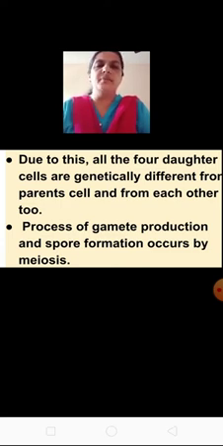But in meiosis, it is in two stages, meiosis 1 and meiosis 2. Under meiosis 1 we saw there are prophase 1, metaphase 1, anaphase 1 and telophase 1. After telophase 1, you get two daughter cells which are haploid. That means only half the number of chromosomes are present at the end of telophase 1. These two daughter cells formed in meiosis 1 take part in meiosis 2, which has four stages: prophase 2, metaphase 2, anaphase 2 and telophase 2.